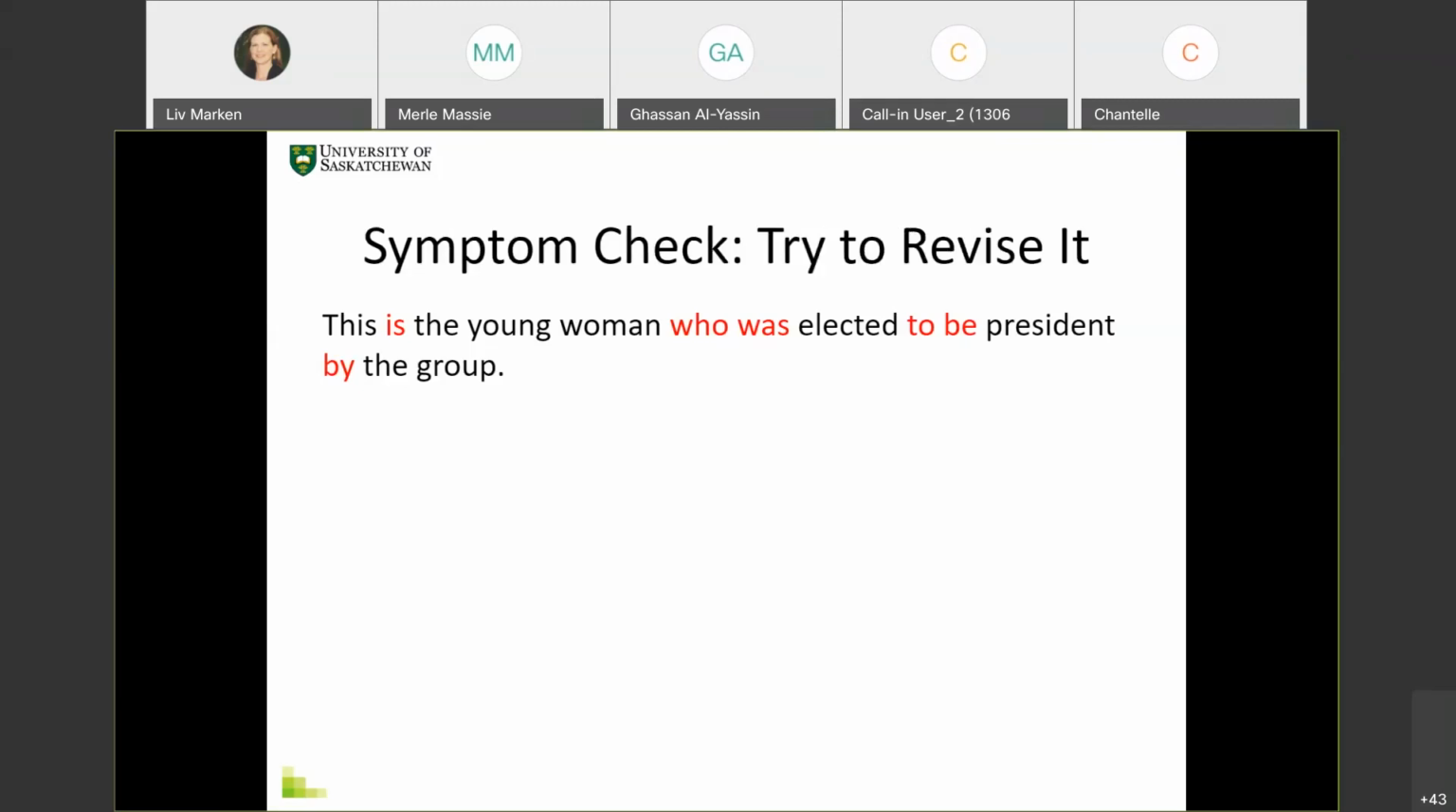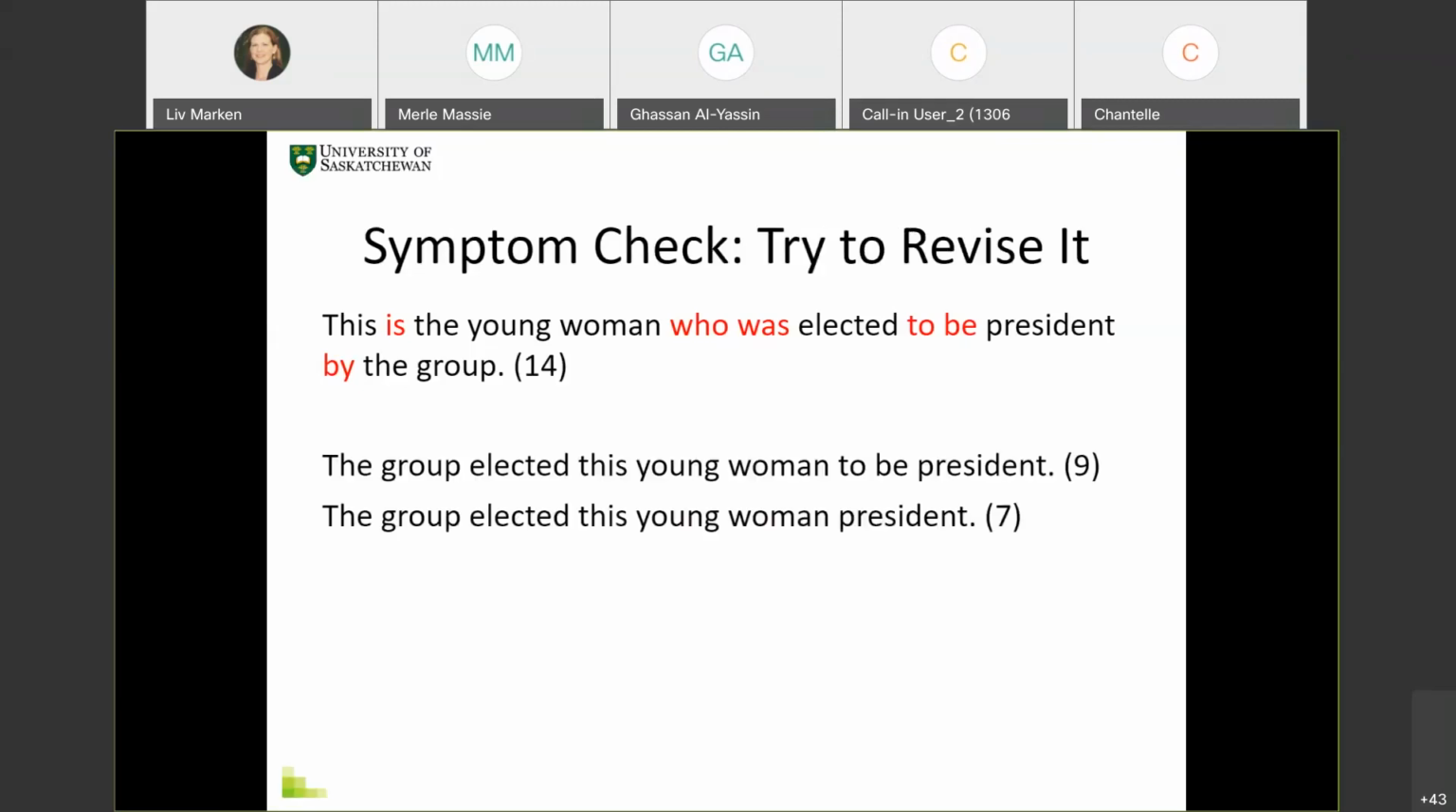So for this one, you could revise it. You can cut it down by half if you do the final revision. The group elected this young woman president. So here you flipped it around so that the group is doing the action rather than receiving the action.